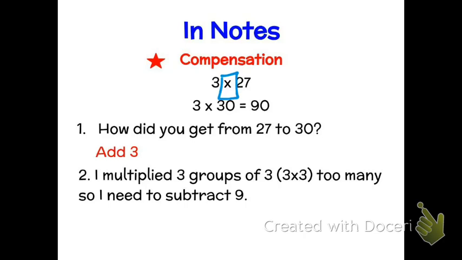So 3 times 27, again, to get from 27 to 30, I add 3. But I have to look at what number I was actually multiplying here. So 3 times the 3, which is what gave me 9. So in the end, I actually do have to subtract out 9, not just 3. So my final answer would give me 81. I know compensation can be complicated at first, but don't give up yet because we're going to do some practicing and it's going to get easier, I promise.